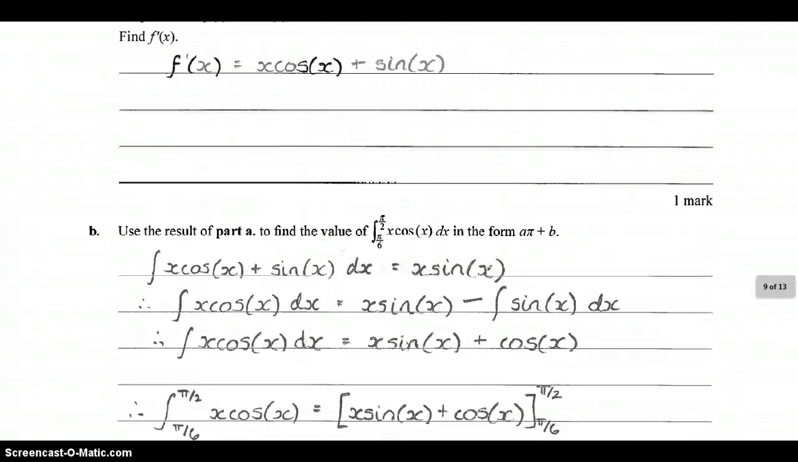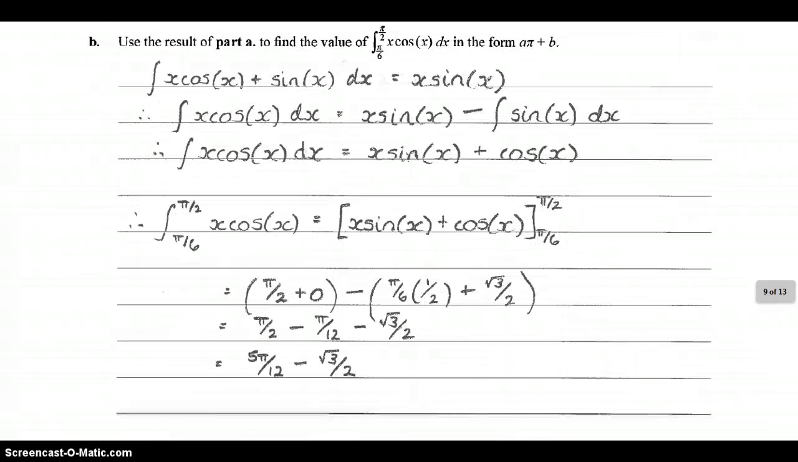So what we do is we start by basically writing the answer to part A in reverse. So the integral of x cos of x plus sine of x is equal to x sine of x, which means what we want to do is find the antiderivative of x cos of x. We don't want x cos of x plus sine of x. So we break this up into the integral of x cos x plus the integral of sine x, and take that to the other side, which is what this line is here.